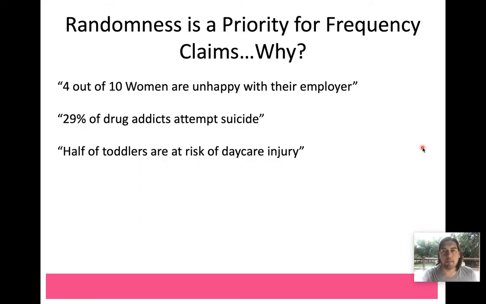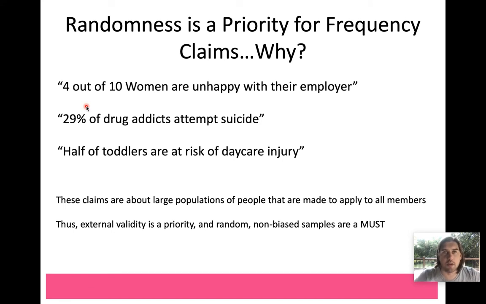In particular, randomness is an extremely high priority. And so having an unbiased sample is extremely high priority for frequency claims. Frequency claims, if you remember, are things like 4 out of 10 women are unhappy with their employer. Right? It's a single statement about a single variable. 29% of drug addicts attempt suicide. Half of toddlers are at risk of daycare injury. These are claims about a proportion, a percentage of a single variable.